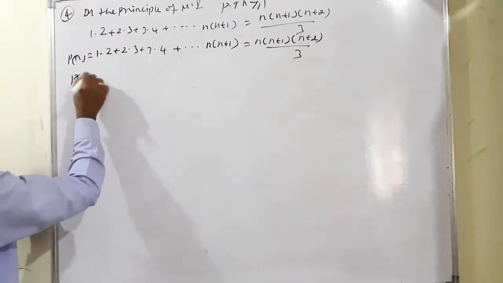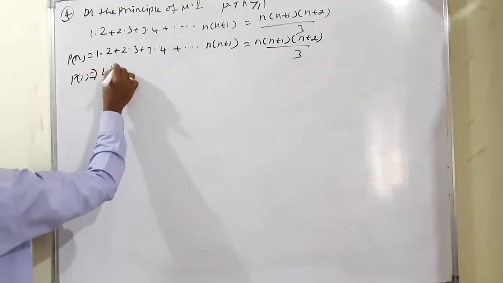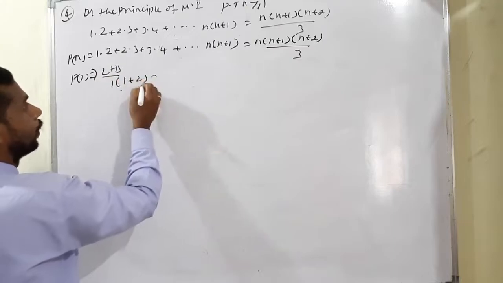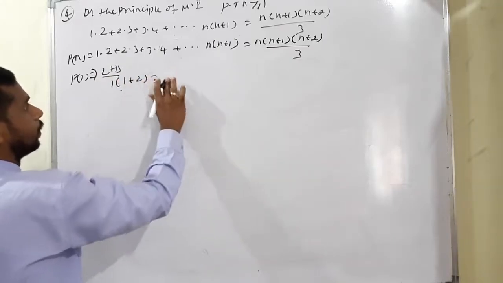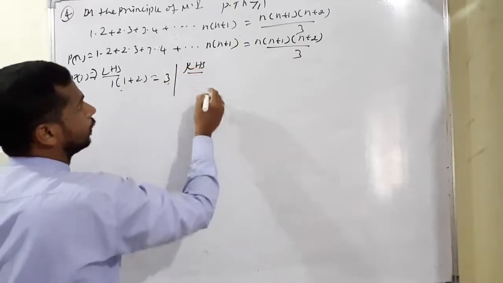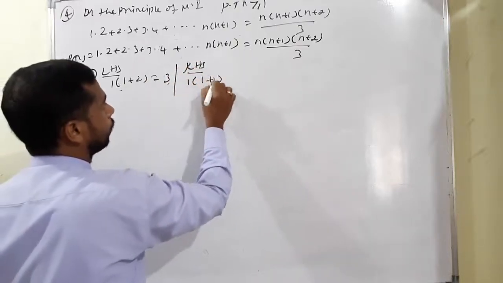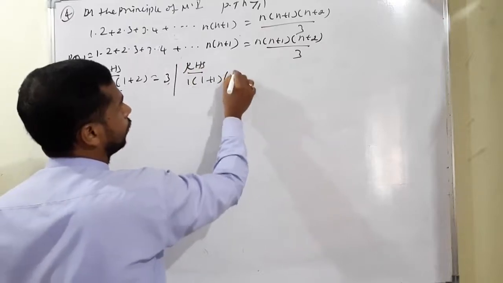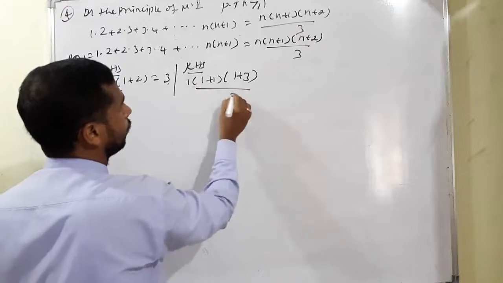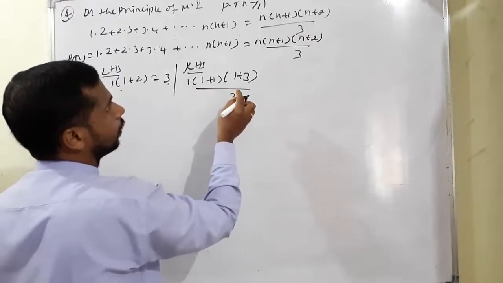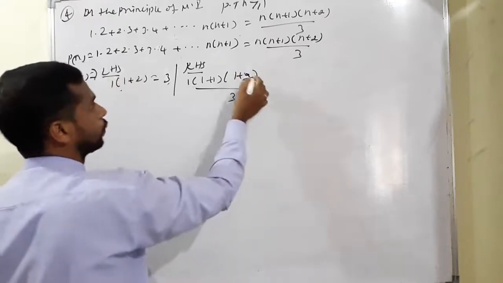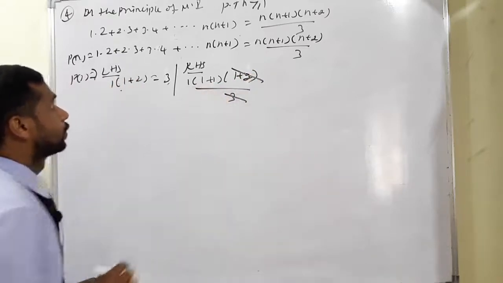Consider P of 1. What will happen? LHS: 1 into 1 plus 1, that is 1 into 2, which is 2. Then RHS: 1 into 1 plus 1 into 1 plus 2, whole term divided by 3. Sorry, my dear. Therefore 1 plus 2 means 3, cancel with the 3.